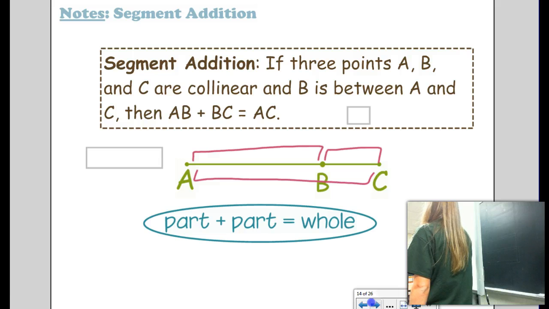Yep, not so bad. Part plus part equals whole. Can I move on? Taking enough time? Just put part plus part equals whole on the page for now, and we can come back and get the formal one, okay?